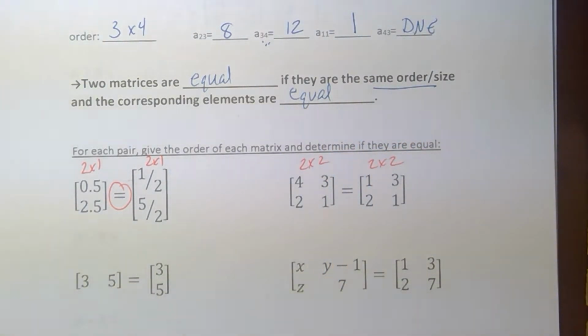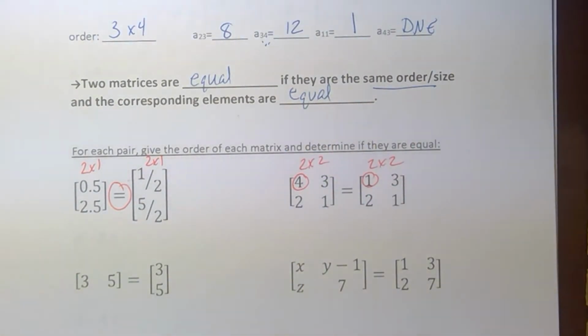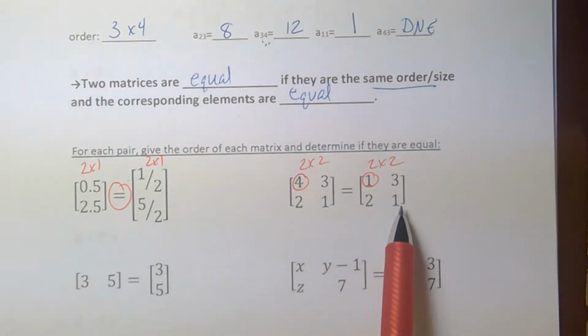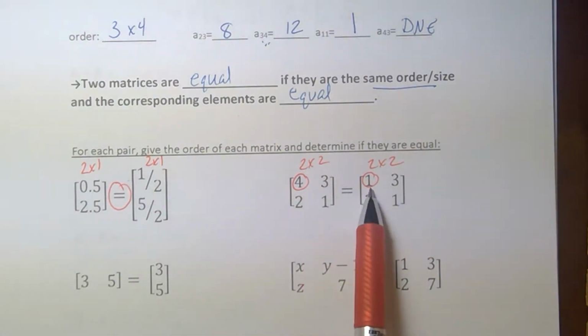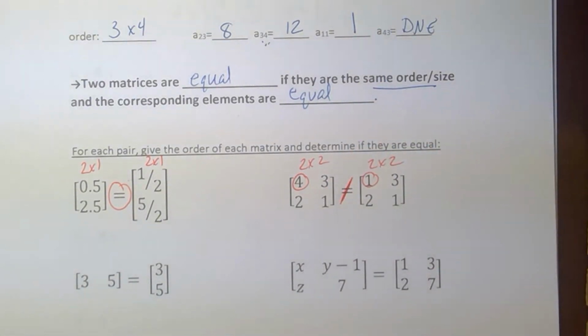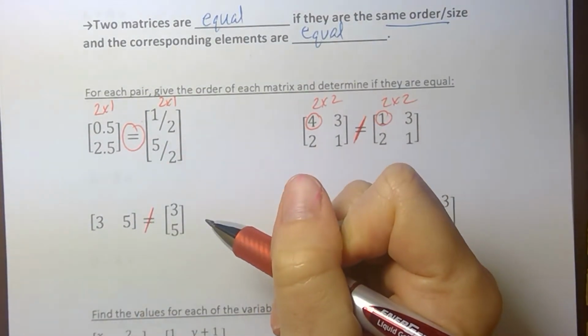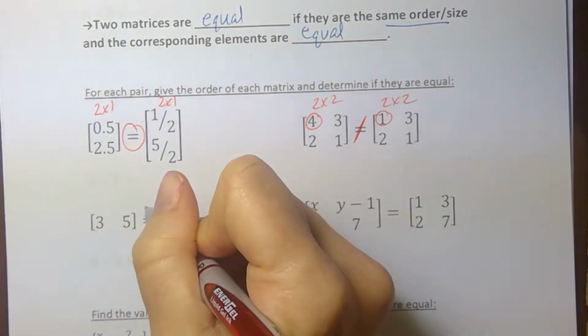So that's good. Then I look to see if they have corresponding elements that are equal. And things look really good except this first column, first row, that element does not match. The other 3 elements in the matrices match, but that element doesn't match. So these matrices are not equal. What about this next pair? Are they equal matrices? Well, hopefully you would say no right away. They're not equal, because the size doesn't match.